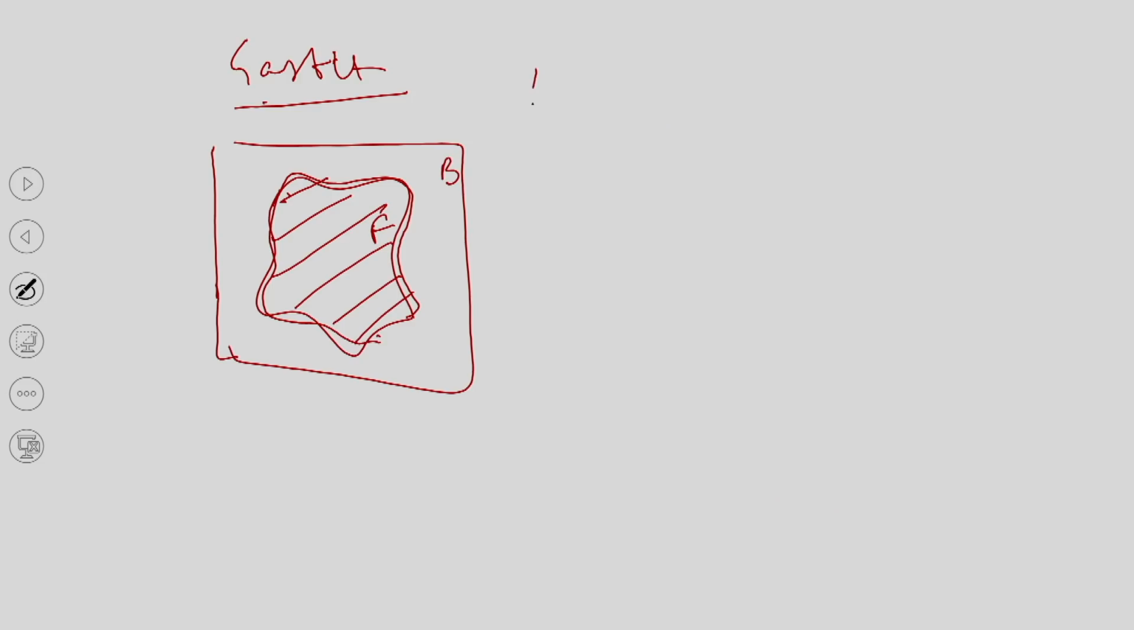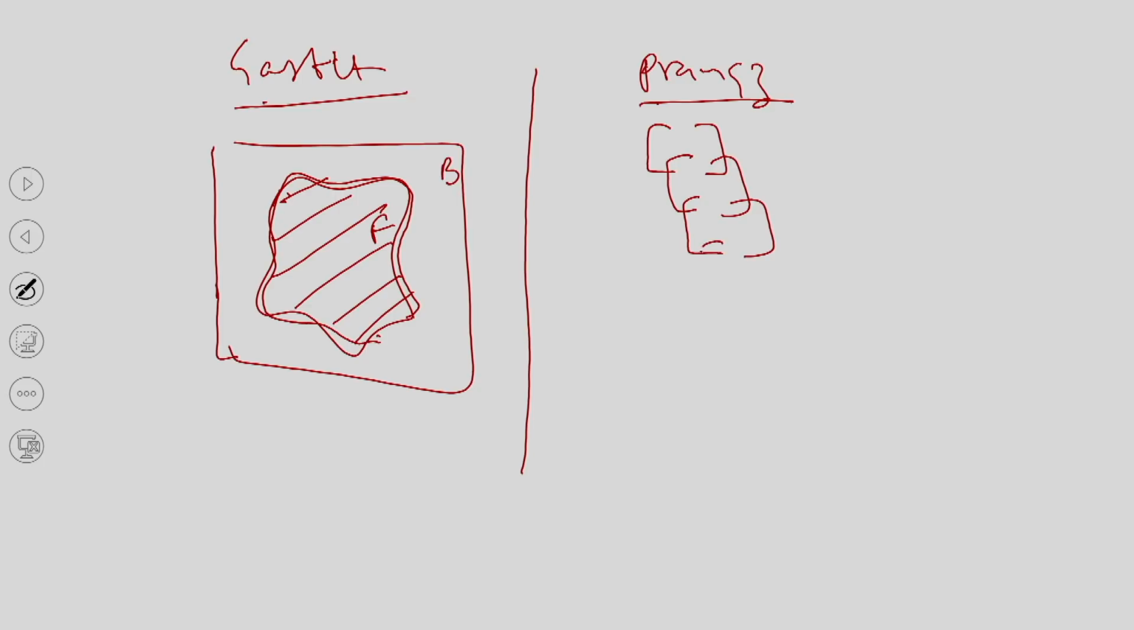The other feature of Gestalt is the idea of pragnanz, which basically says the simplest interpretation. So if I have something like this, or if I have something like this, the simplest interpretation will be that this is a circle and this is a chain.